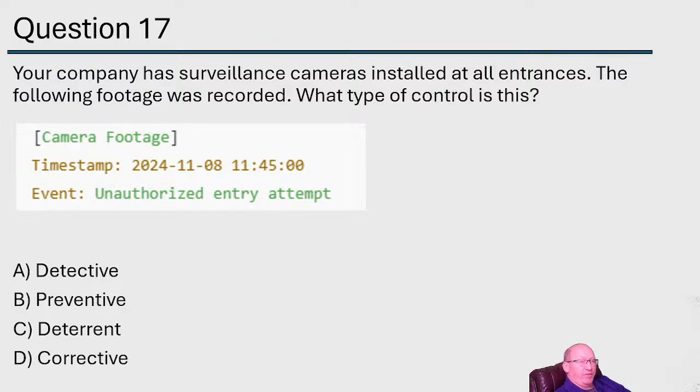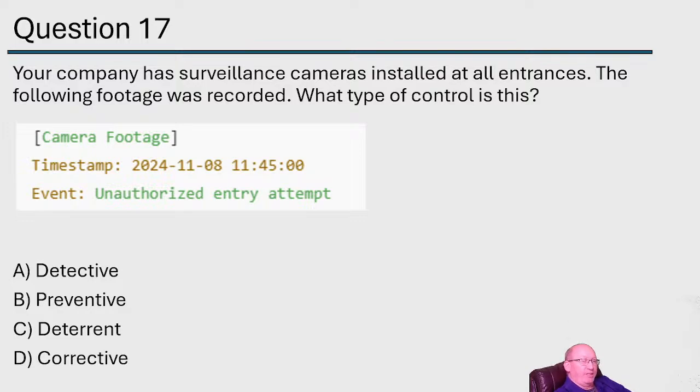Alrighty, your company has surveillance cameras installed at all entrances. The following footage was recorded. What type of control is this? Let's start with detective control. Are we really detecting something with a video camera? I would say that a video camera usually is recording something. But I'll put it in my back pocket.